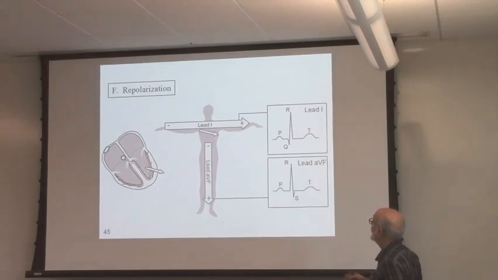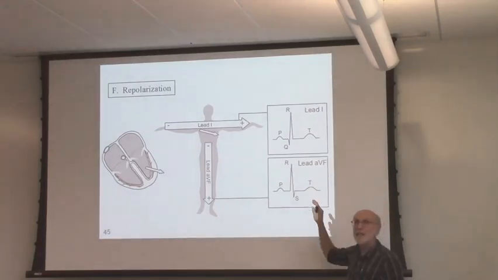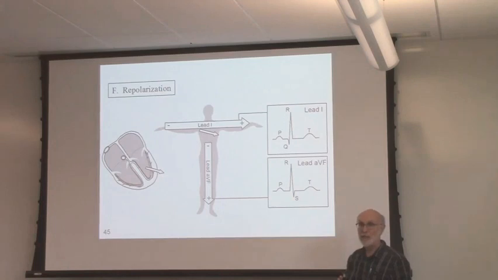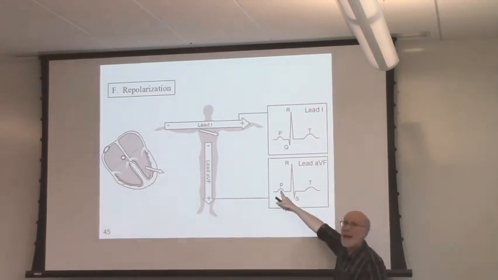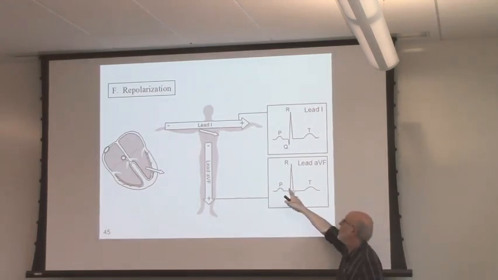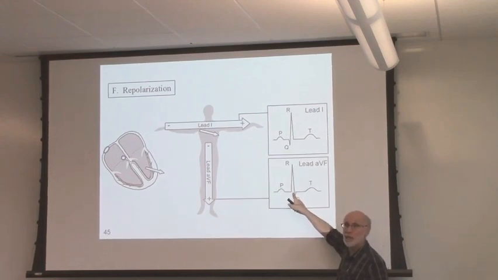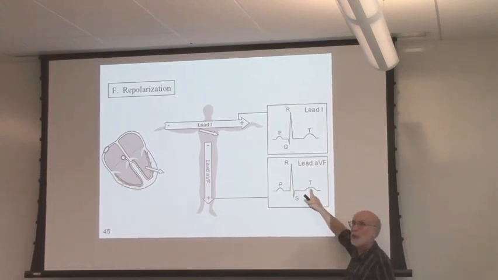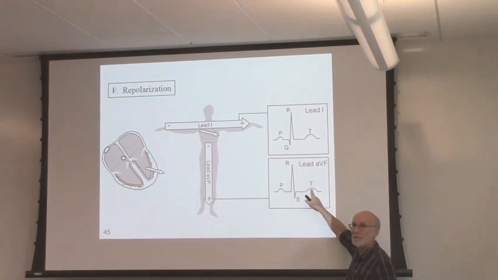And the T wave represents the spread of repolarization. So this is atrial depolarization, ventricular depolarization, and ventricular repolarization. I think that's all you need to know to make sense out of the lab today.